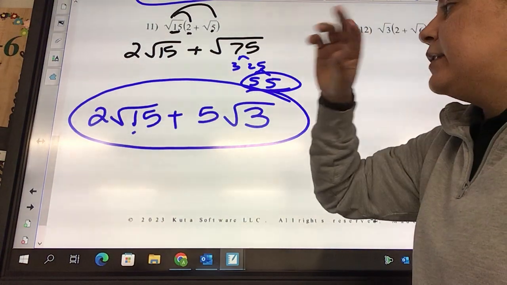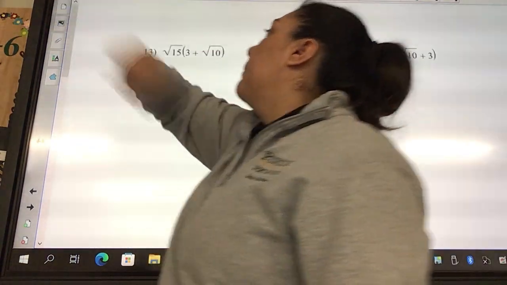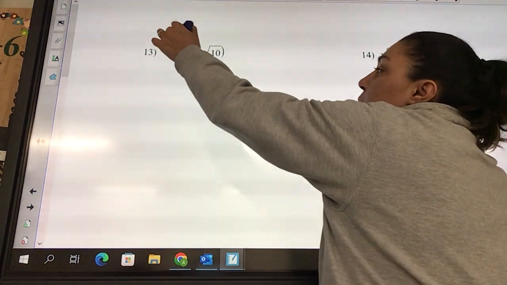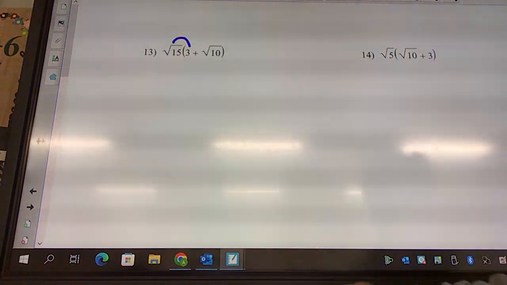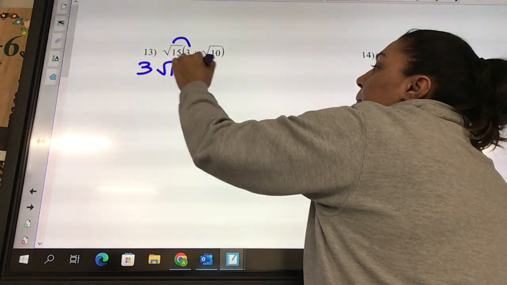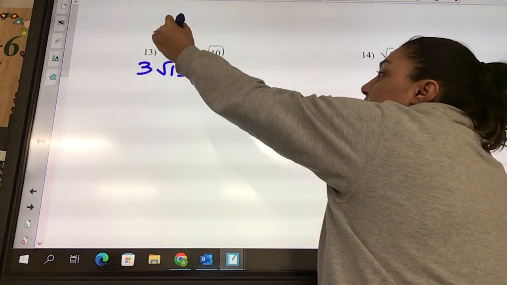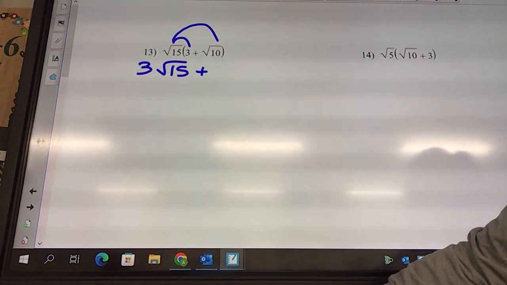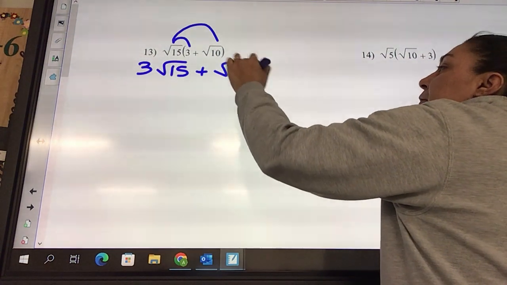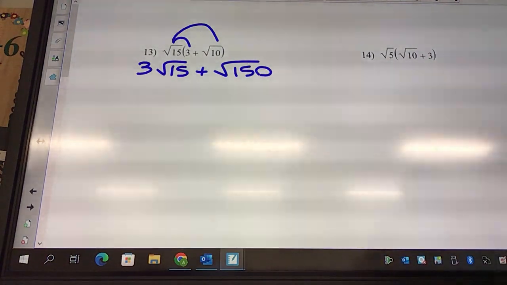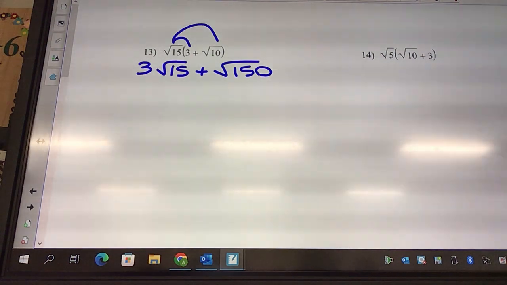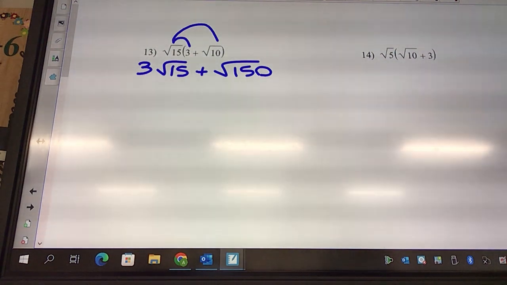Obviously, the first one we did definitely the long way. Okay, look at 13. The first piece of this, square root of 15 times 3 is going to become what? 3 square root of 15. Okay, we just put it on the outside. Plus, the second piece is square root of 15 times square root of 10. What is that going to become? Square root of 150. Okay, we know from the last problem, can the square root of 15 be simplified? No, it cannot.